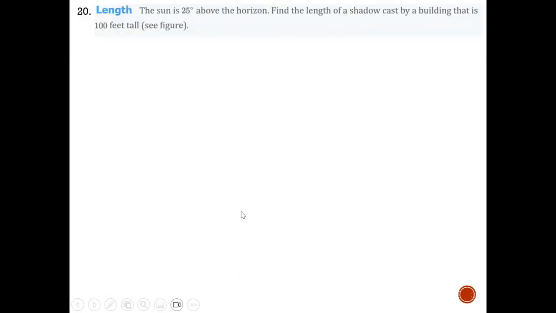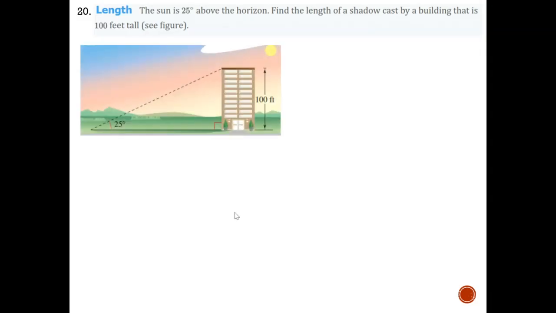Now, number 20. It says the sun is 25 degrees above the horizon. Find the length of a shadow cast by a building that is 100 feet tall. Okay, so again, there's a sun. It's about 25 degrees, right? The building is 100 feet tall. So you're looking for the shadow, right? So the shadow is this part here. That's what we're looking for.